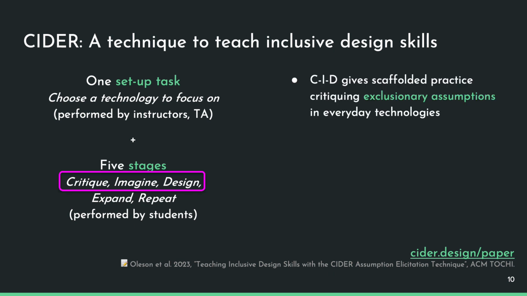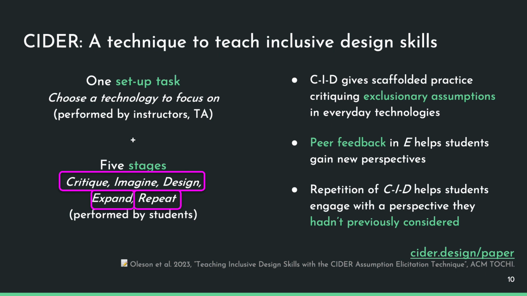for the CID, the critique, imagine, and design stages, give students scaffolded practice critiquing exclusionary assumptions in everyday technologies. The peer feedback that students get in the E, expand stage, helps students gain new perspectives that maybe they hadn't thought about before. And the repetition of those first 3 stages in R, the repeat stage, helps students engage with the perspective they haven't previously considered, expanding their knowledge base for what design bias looks like and how it manifests by at least one example.